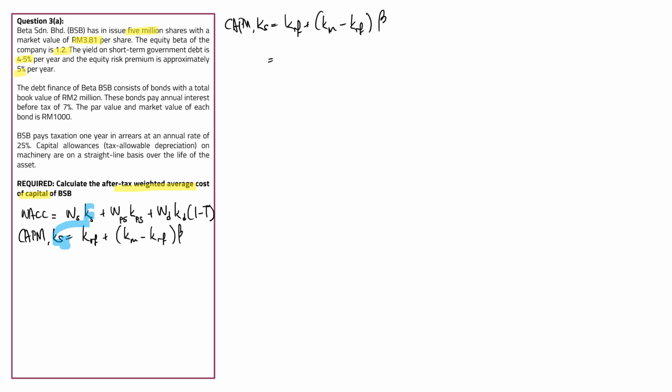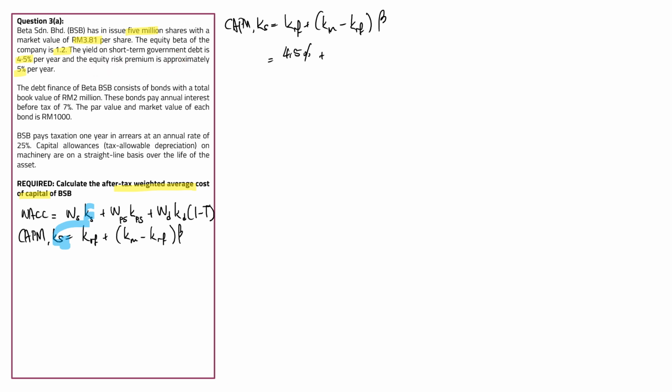Okay, risk-free rate. The risk-free rate is not given to us. However, we do have this yield on short-term government debt. And let us assume that the government is very, very safe and therefore practically risk-free. So just take it because we don't see any other places we can take it from. Let's just follow the question. 4.5% plus market risk. What is the market risk? It is not shown here as well. However, we do see equity risk premium.